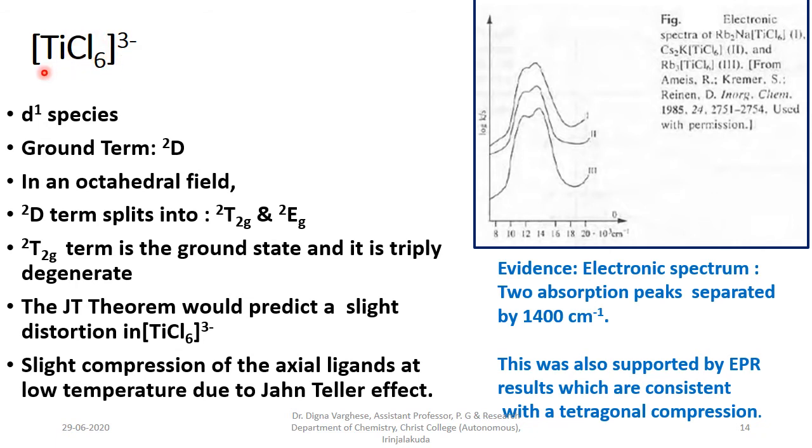In this complex, this is just like an ML6 system. The same 6 ligands are here, but the symmetry is not octahedral because of the slight compression of the axial ligands, that is, tetragonal compression here. So instead of one band, two absorption peaks are obtained due to the Jahn-Teller effect. This result agrees with the EPR result.